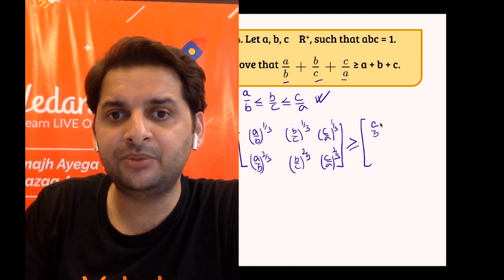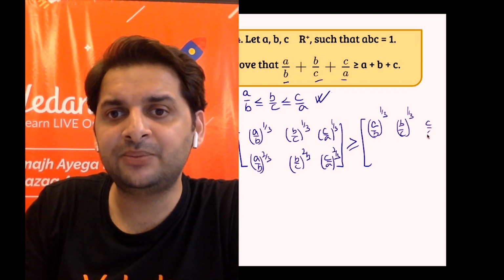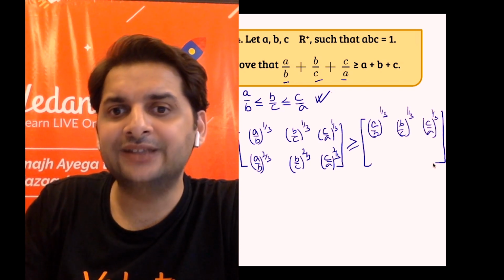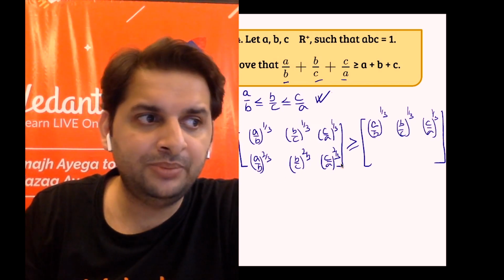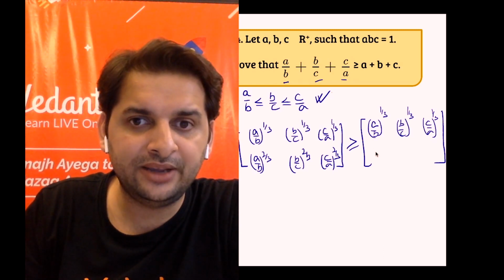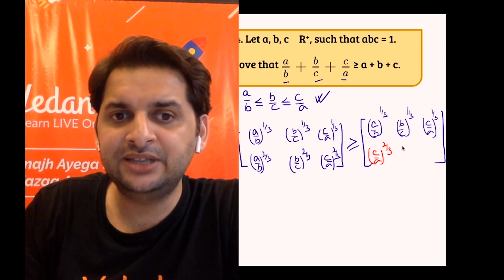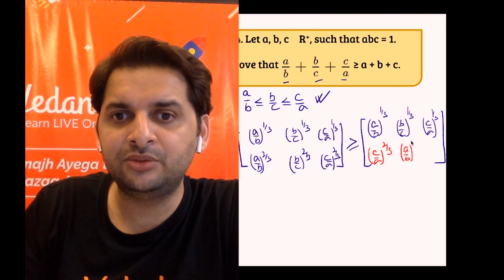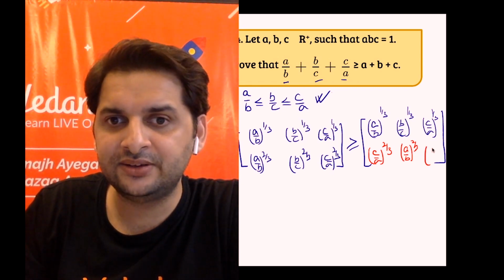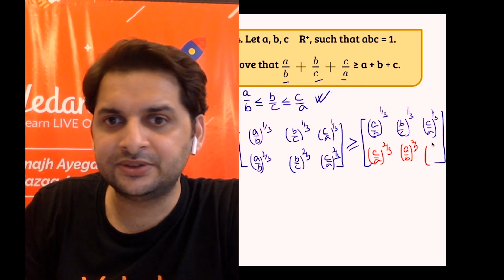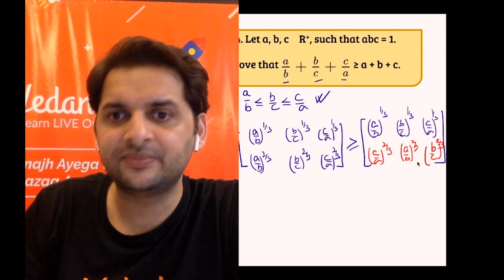First row I keep the same, (A/B)^(1/3), (B/C)^(1/3), (C/A)^(1/3). And second row I just rotate. So below (A/B)^(1/3), I put (C/A)^(2/3). I'm just rotating it. Below (B/C)^(1/3), I'll put (A/B)^(2/3). And below this, I'll put what is left, (B/C)^(2/3).